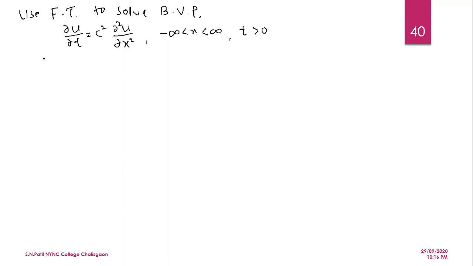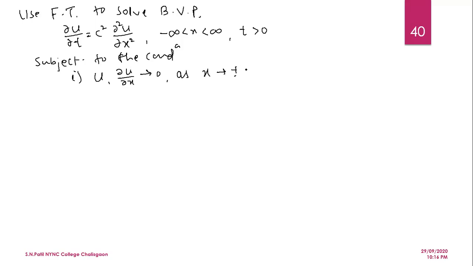Subject to the conditions. First, u and delta u by delta x tend to 0 as x tends to plus minus infinity. And the second condition is the initial condition, that is u of x comma 0 is equal to f of x.